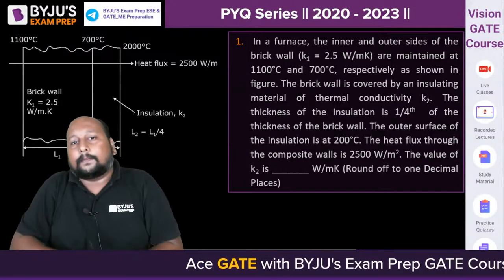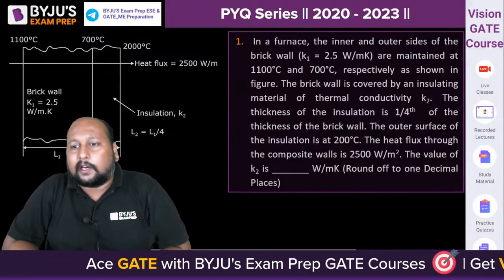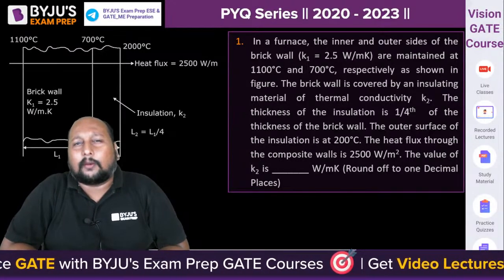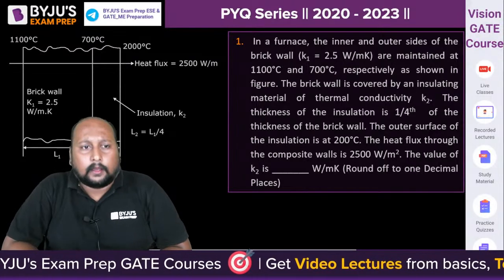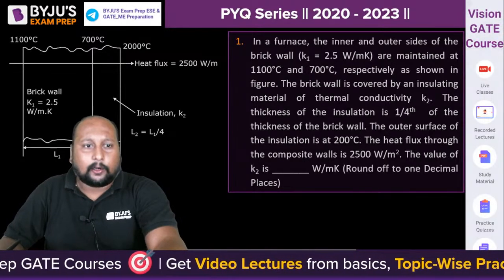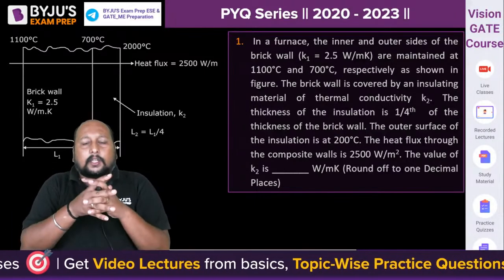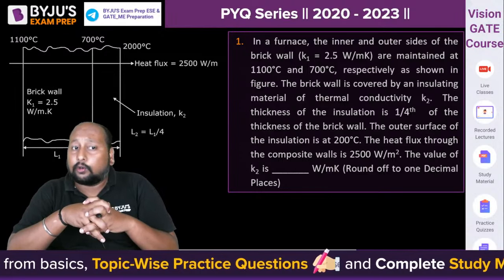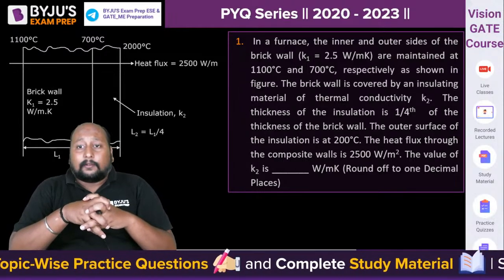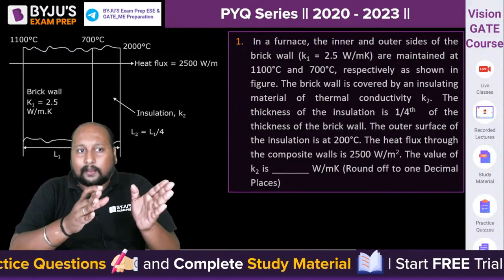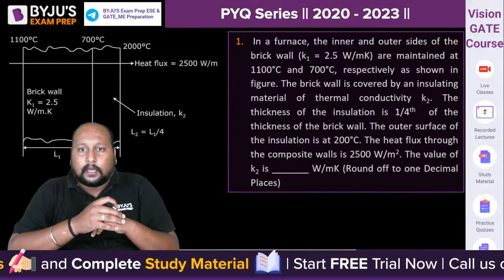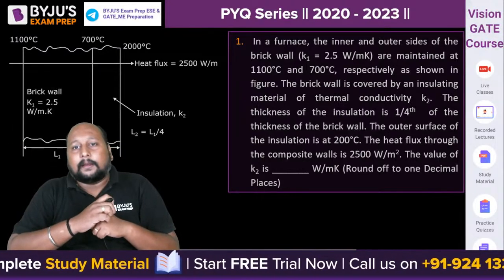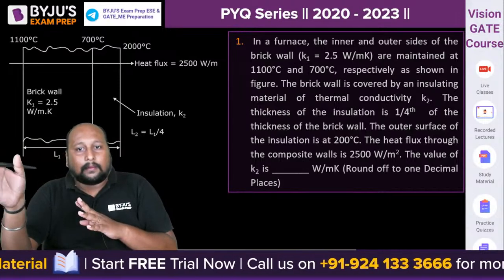So the first question on your screen is from the year 2020, from the topic of conduction. Let us try to see what this is all about. In a furnace, the inner and outer sides of the brick walls, having K1 equal to 2.5 watt per meter Kelvin, are maintained at 1100 and 700 degrees Celsius respectively, and the brick is covered with an insulating material having thermal conductivity of K2.